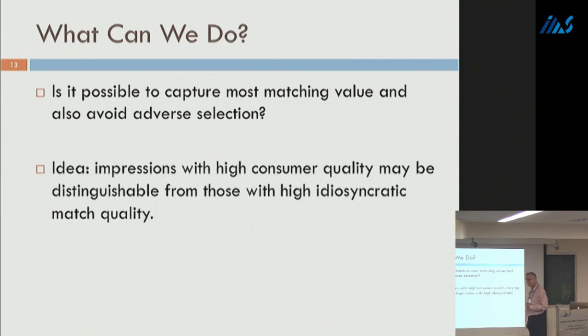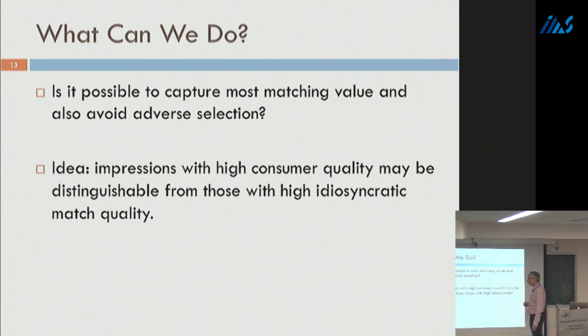But here's the idea that we're going to try to capture in the formal model. The idea is that there's a different signature for impressions that have high consumer value and impressions that have high match value. Impressions with high consumer quality can be distinguished from those with idiosyncratic match quality based on this characteristic. If there's high consumer quality, all the bids will tend to be high. And if there's high match quality, one bid will tend to be high. Okay? And those are different signatures. And the auction design that I am going to suggest is going to exploit that signature.